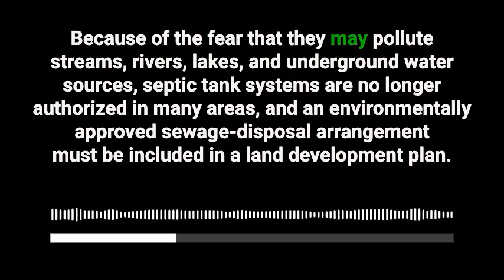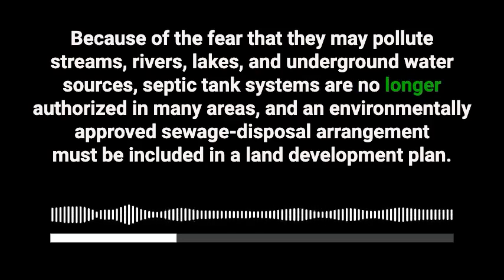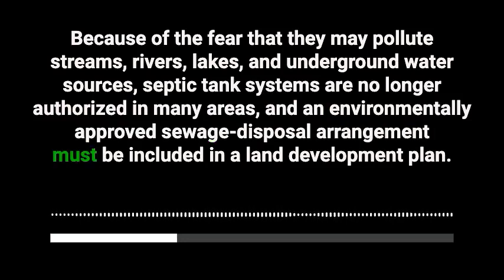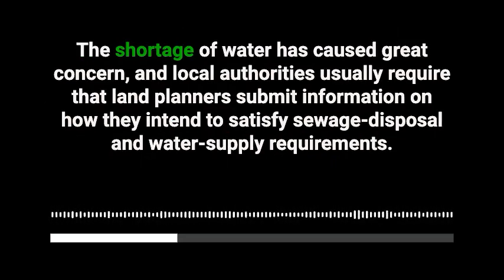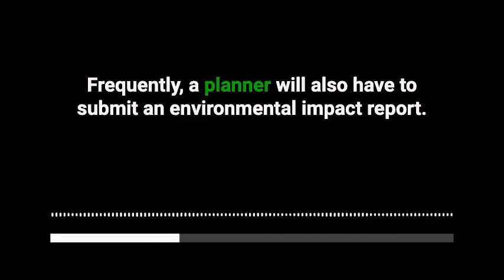Because of the fear that they may pollute streams, rivers, lakes, and underground water sources, septic tank systems are no longer authorized in many areas, and an environmentally approved sewage disposal arrangement must be included in a land development plan. The shortage of water has caused great concern, and local authorities usually require that land planners submit information on how they intend to satisfy sewage disposal and water supply requirements. Development and septic tank installation may first require a soil evaluation test of the soil's absorption and drainage capacities. Frequently, a planner will also have to submit an environmental impact report.